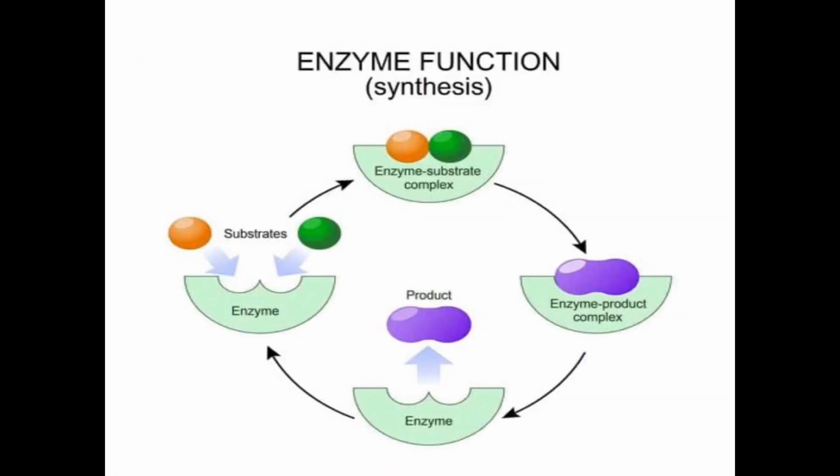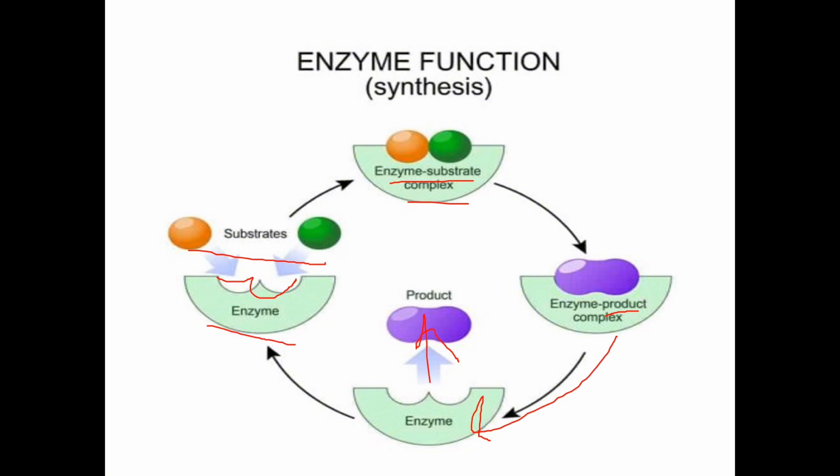Basically it shows that it's a cycle. If we start from here, we have the two reactants, two substrates, they attach to the active site of the enzyme and they have to fit. Then it will give the enzyme substrate complex. The substrate will be converted into the product. So later it will release the products and leave the enzyme as it was before.